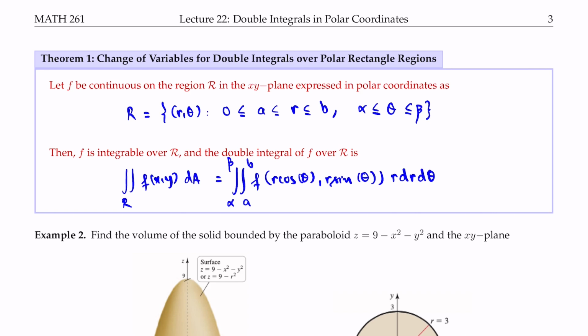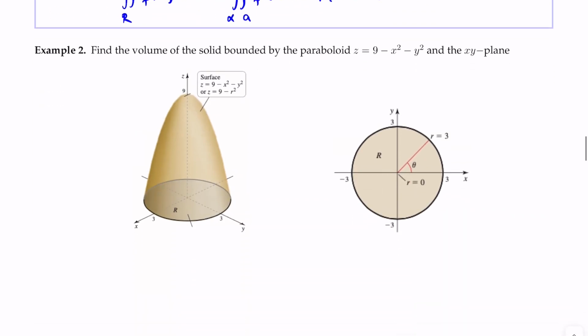Now with this information, we're going to go back to the motivating example at the beginning and evaluate the volume bounded by the surface in the xy plane using the double integral over polar rectangle regions. So again, we want to find the volume of the solid bounded by the paraboloid z equal to 9 minus x squared minus y squared in the xy plane. The first thing we need to do to convert from rectangular coordinates to polar coordinates is rewrite the surface. So instead of z equal to 9 minus x squared minus y squared, now we have that z becomes 9 minus r squared. Now we need to convert x and y into r and theta.